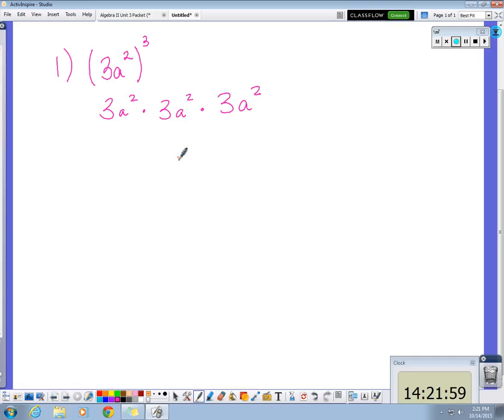Well, first let's deal with those coefficients. What's 3 times 3 times 3? 27. And that makes sense because isn't 3 cubed 27? What's a squared times a squared times a squared? A to the 6, because 2 plus 2 plus 2 is 6. You add the exponents. Now, pay attention so this doesn't confuse you.